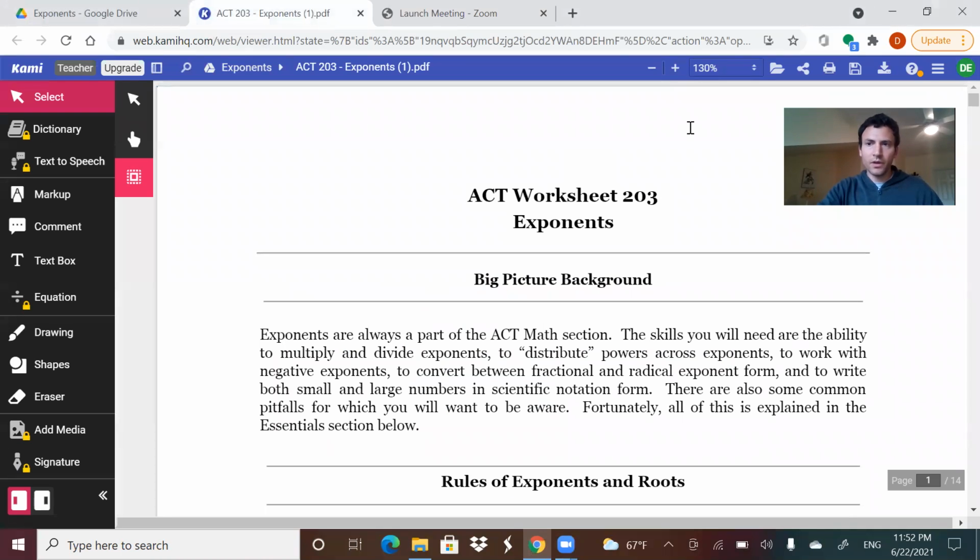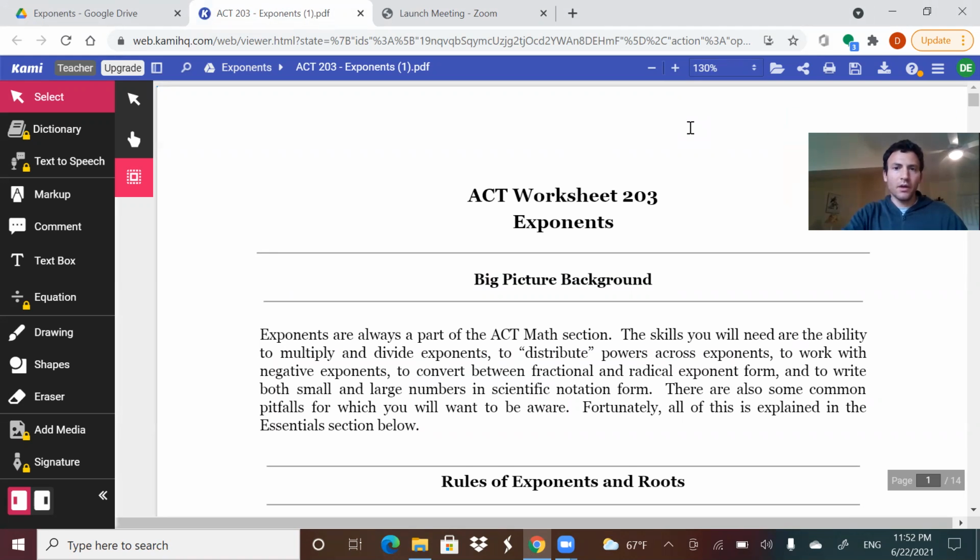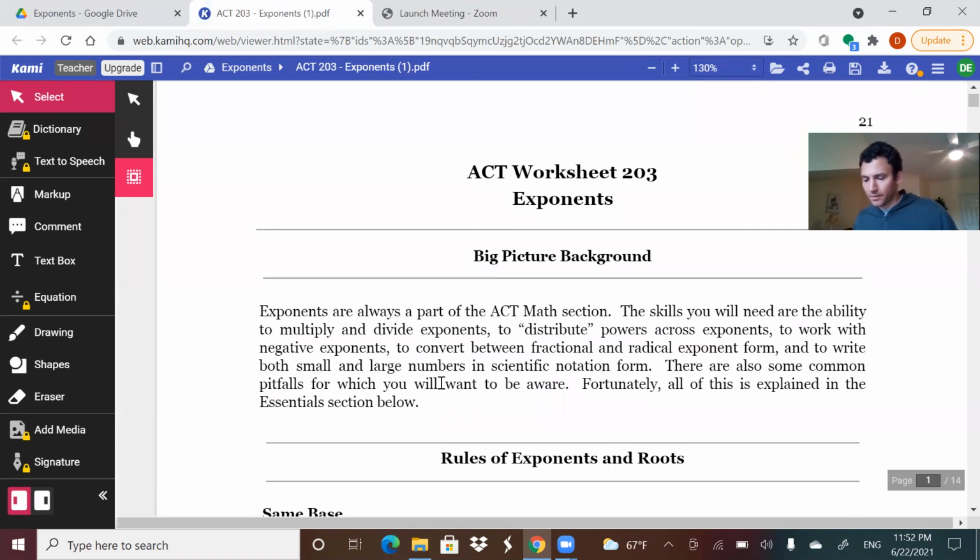Right, hello. This is ACT worksheet 203 exponents. And as far as exponents or indices go on the ACT, out of 60 problems, about 4 will require knowledge of how to multiply, divide, and distribute across exponents or indices. And out of those 4 problems, about 50% of the time, one will have to do with scientific notation.